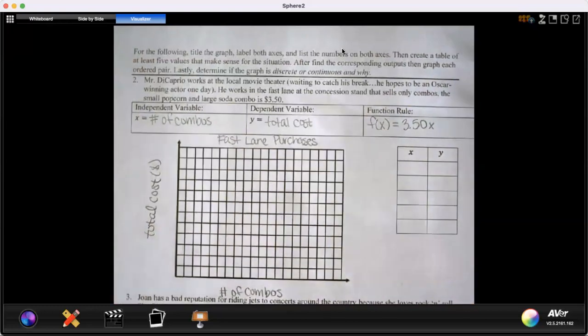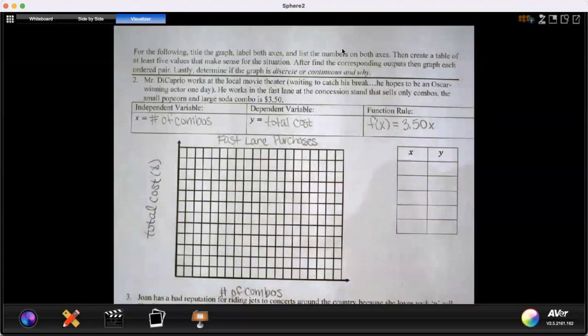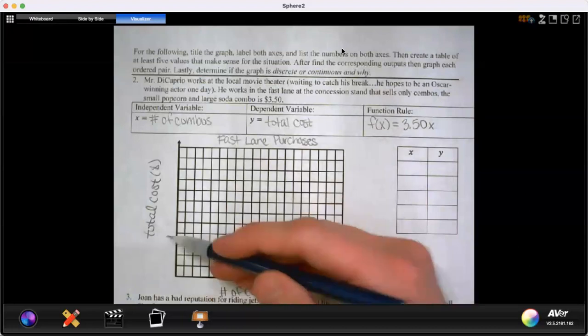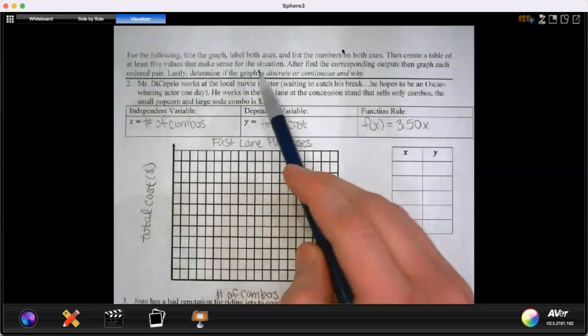Okay. Now the next thing it says is to list the numbers on the axes. I'm actually going to hold off on that real quick because I'm going to first figure out what points I'm going to want to graph before I figure out how I'm going to number my lines, because I could number them by ones, twos, fives, tens. As long as it's consistent, I can number it however I need. But let's figure out what numbers I need to have on my grid first. So if we're looking over here at my t-chart, I need to create a table of at least 5 values that make sense for the situation.